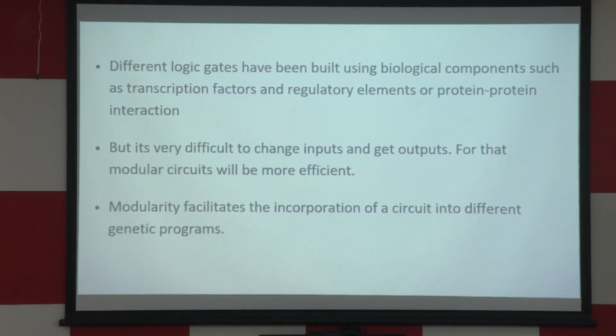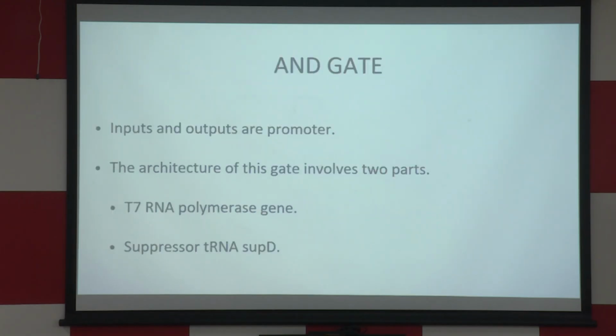Until now, different logic gates have been built using biological components, but those were not modular, and for that they used transcription factors and regulatory elements or protein-protein interactions. Because those were not modular, it was very difficult to change the input, because if we change the input, the whole circuit will change and we won't get any output. So this was the first one where, if we change our input, we get a different output. The modularity facilitated the incorporation of the circuit into different genetic programs.